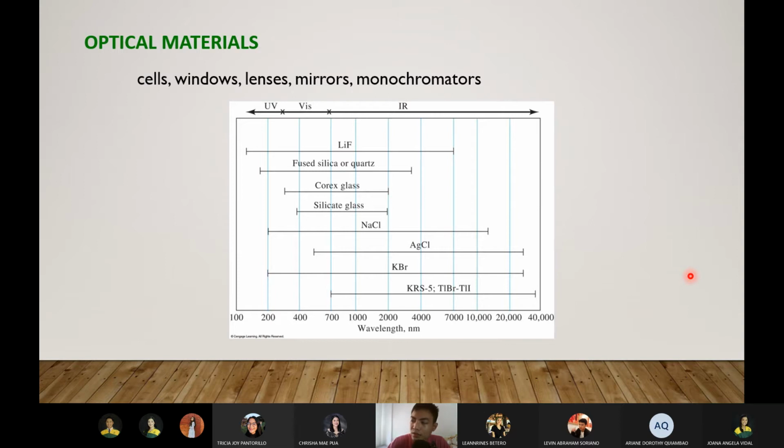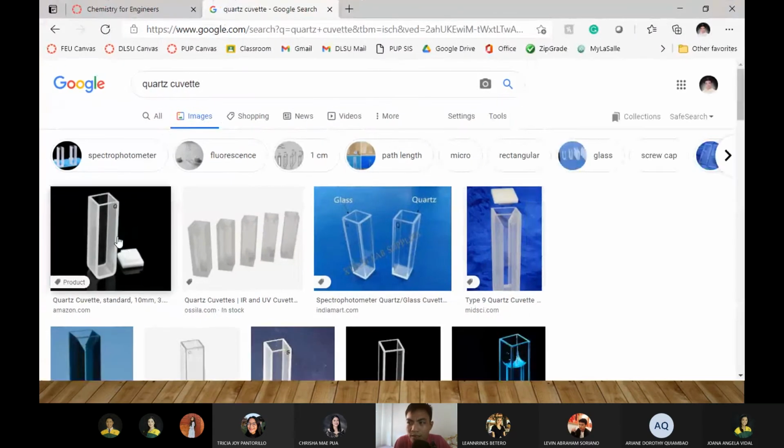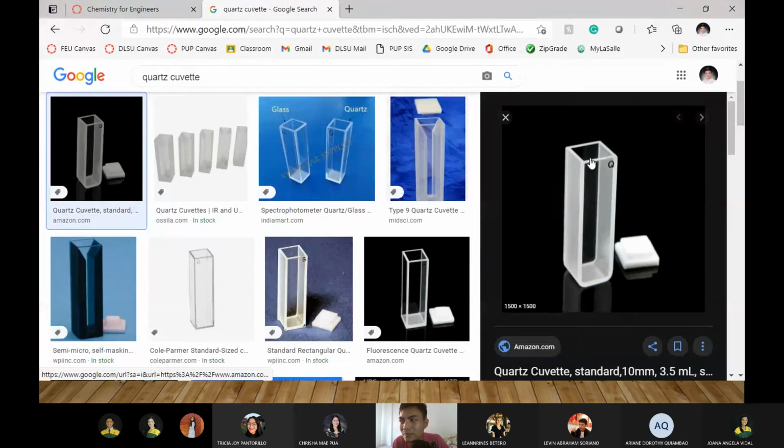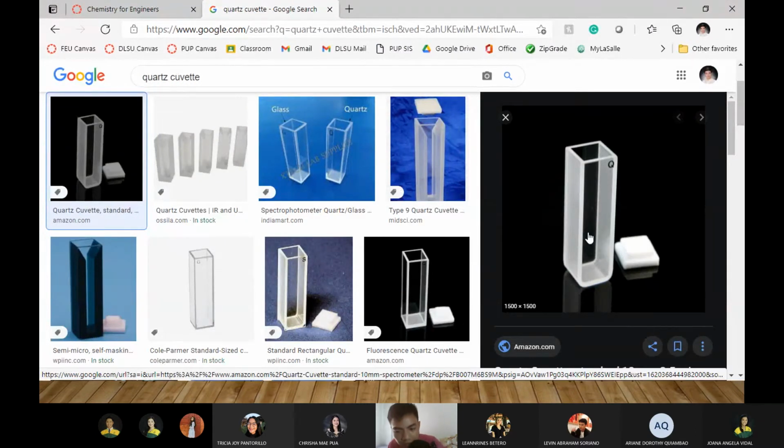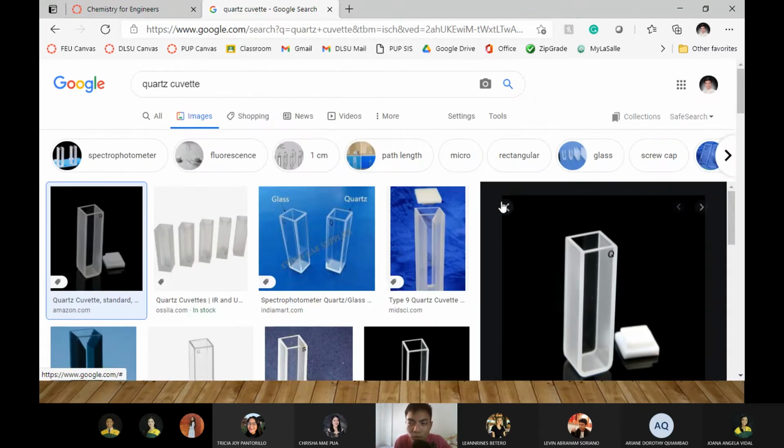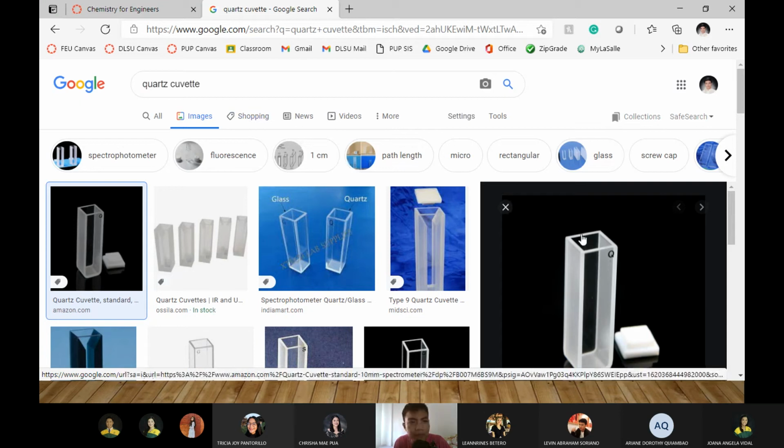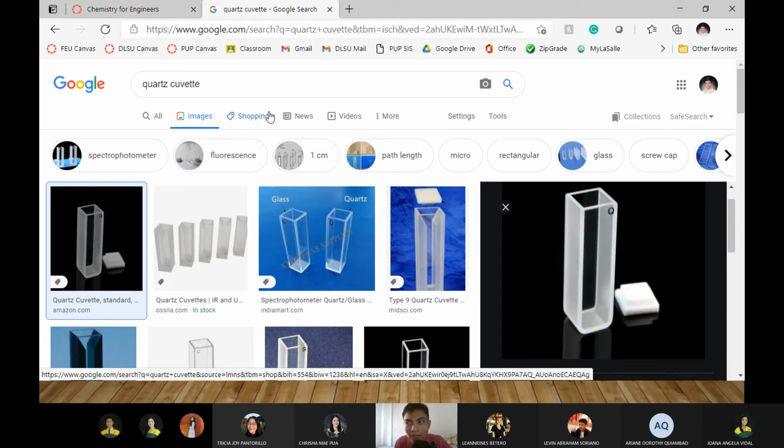The common one we use, for example, for UV-Vis analysis, is quartz. This is how the quartz cuvette looks. It is a special glass that is used for UV analysis, although it's not the only one that can be used. There are many more. If you break this, it's quite expensive.